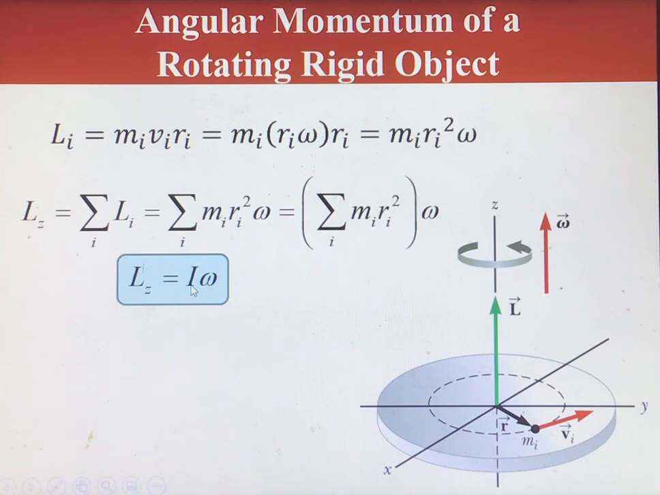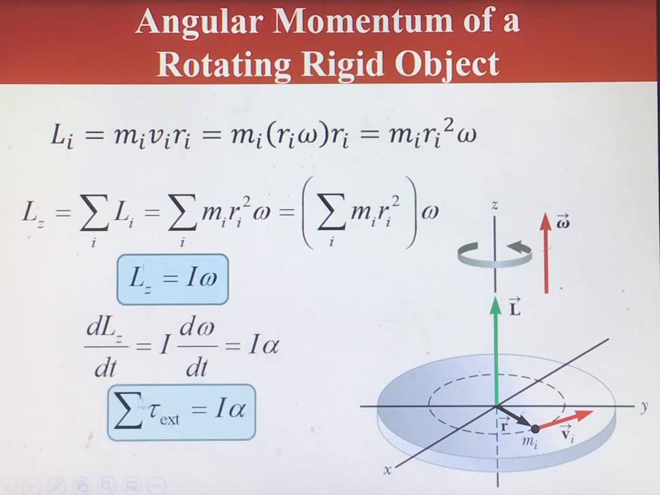So we notice that in this example, the angular momentum about the z direction is just given by the moment of inertia times the angular speed. Then if I take the derivative, dLz/dt is I d omega/dt, and I know that d omega/dt is just alpha. So dLz/dt equals I times alpha, and it must be equal to the torque. So I conclude that the sum of all the torques is just equal to I times alpha, where L is given by this vector right here.